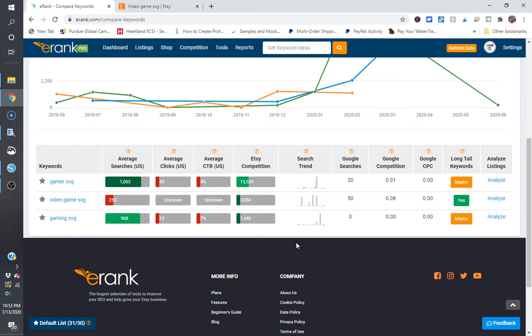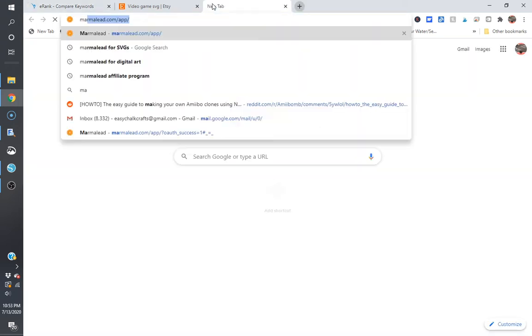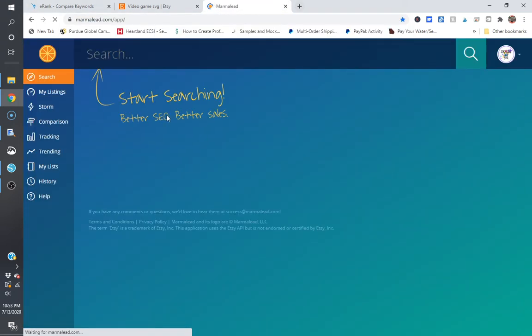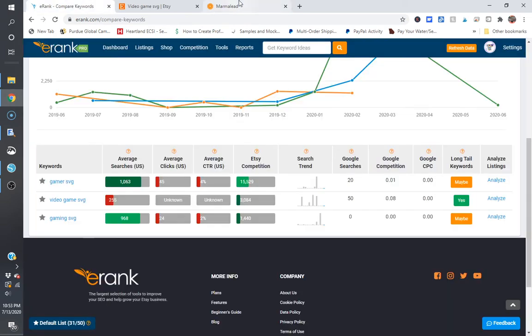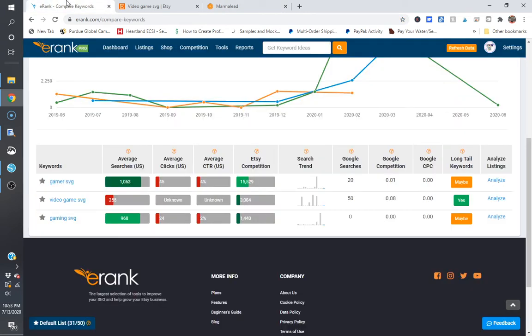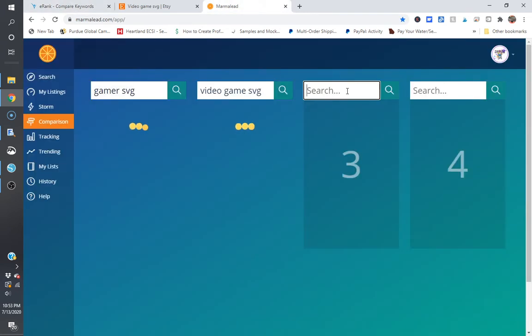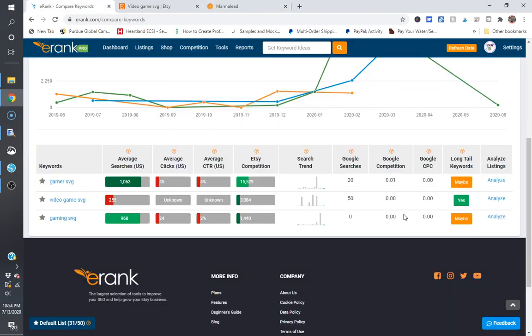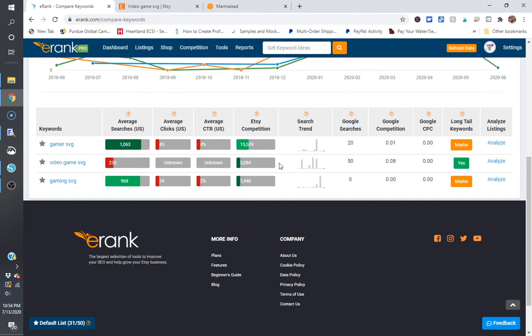I'm going to go over to Marmalade just because I want to show you the difference. Gamer SVG, video game SVG, and gaming SVG. That's going to take a minute to load. But basically, it's going to give you the same information that you had previously seen when we were looking at similar keywords for gamer.